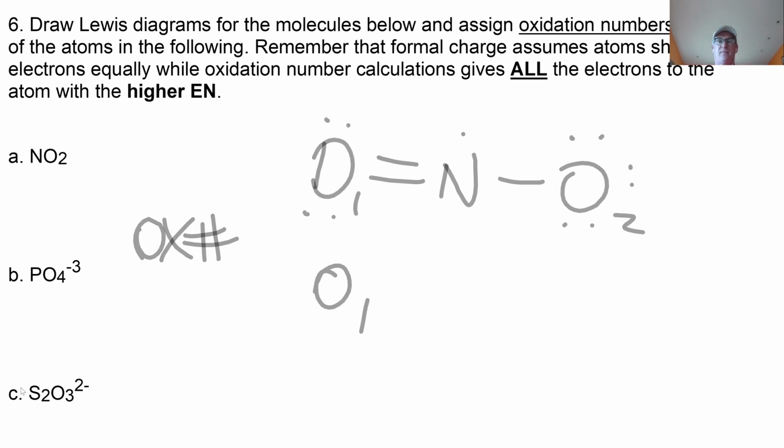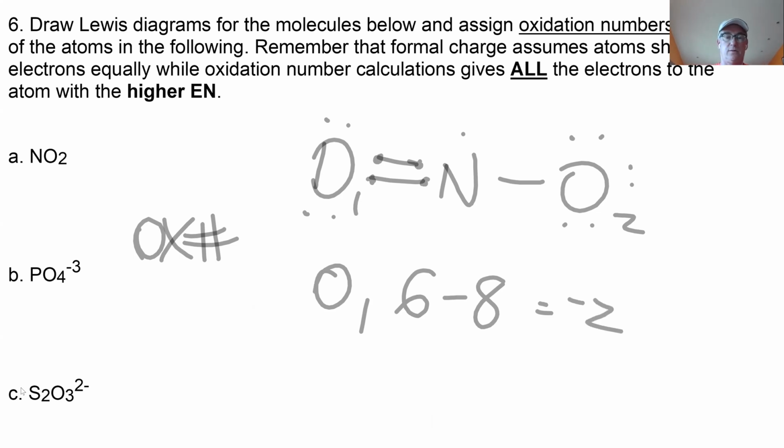Oxygen 1 is supposed to have 6 valence electrons. How many would it get now? If it gets all the shared electrons, how many would it get? Still 6. Oh, so we're including the double bonds in full? We're including all the electrons. So we've got 1, 2, 3, 4, and oxygen gets all of them. So 8? 8, yep. So what's the oxidation number on the oxygen? -2. Yep.